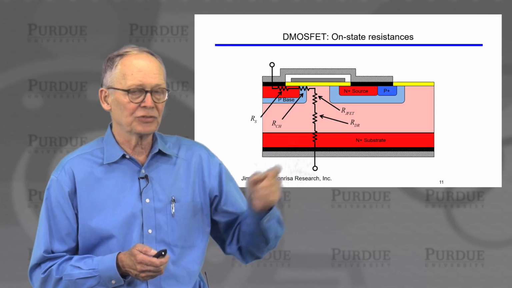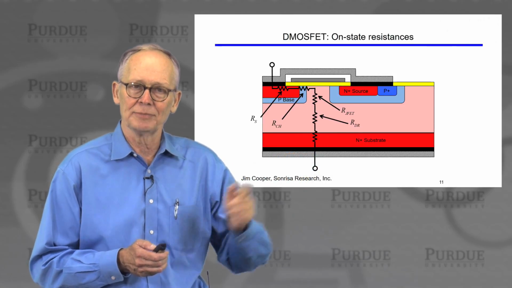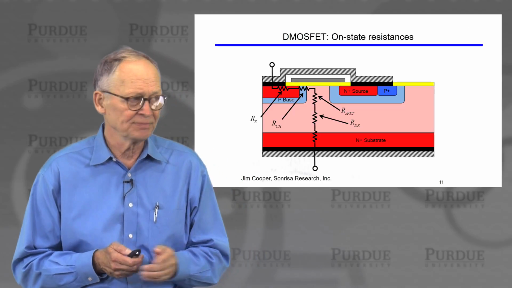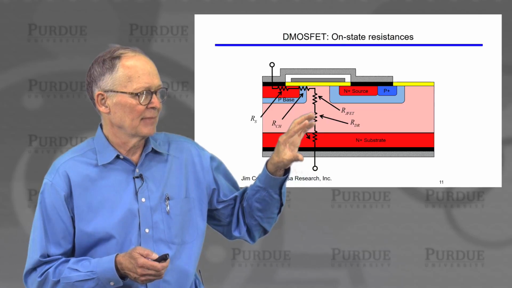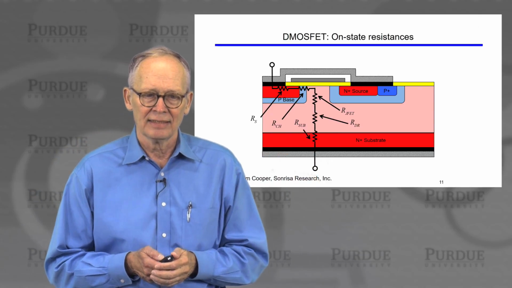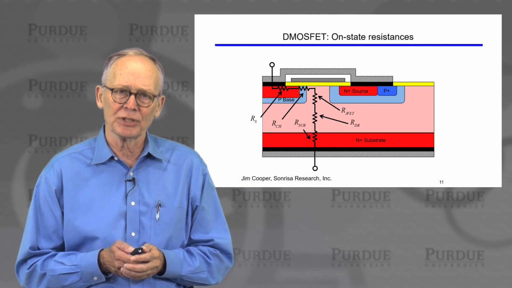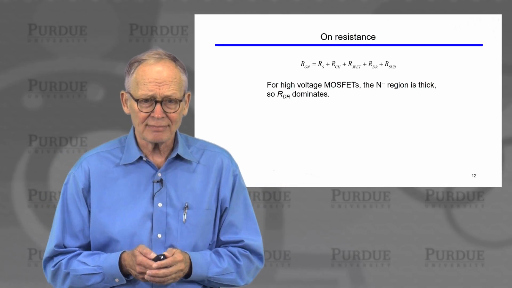Then there is a resistance due to the drift region as the current flows through this long, lightly doped N-type region that's there for breakdown voltage. And finally, there is another resistance in the heavily doped drain and the metal to the heavily doped drain contact that we call the substrate resistance. So there are many components to the resistance in the on state.